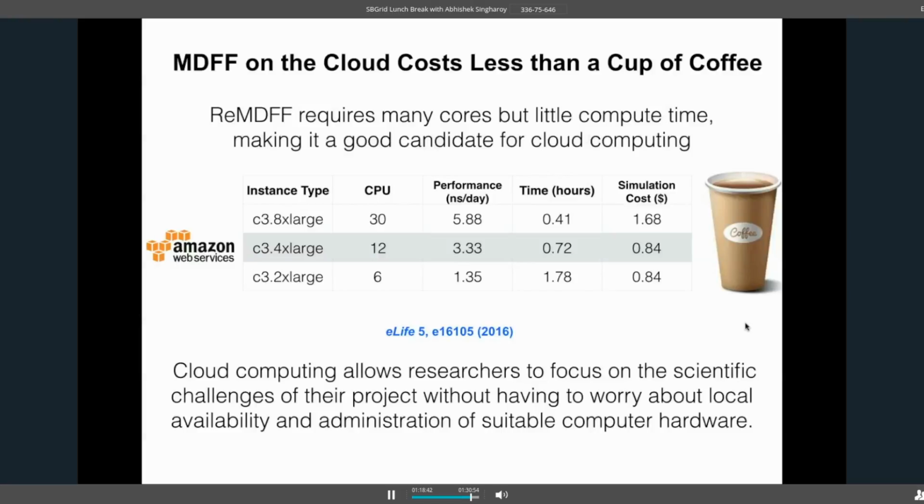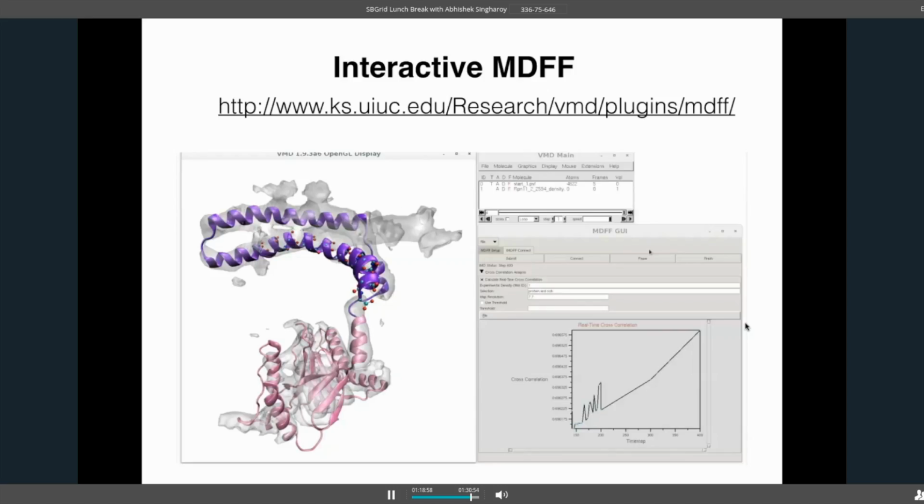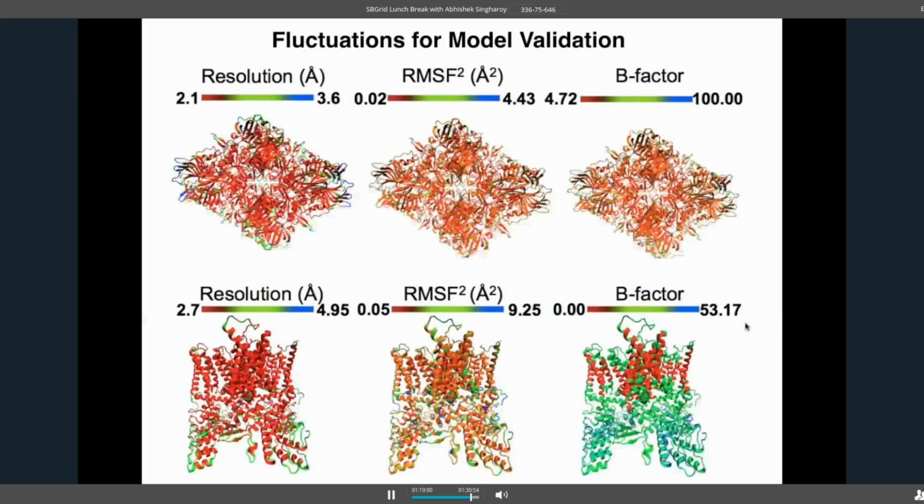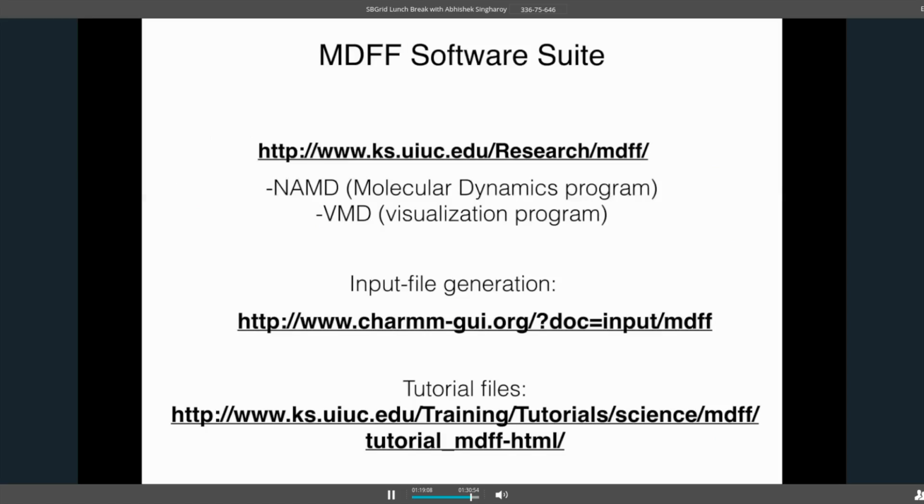Then we tested MDFF on cloud computing resources. This was on Amazon Web Services, and the performance and the CPU necessity, all those things are on this table. You can see the amount of time that is required. Let me go back a bit, and I'll show you the exact protein. So this particular data was for this protein, the protein on the lower end, strip V1.